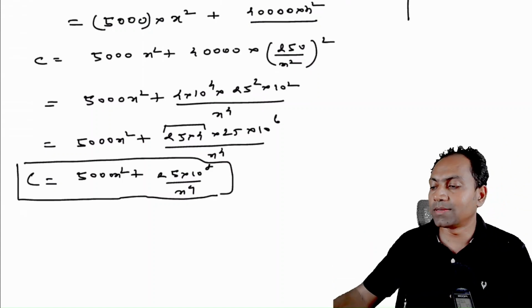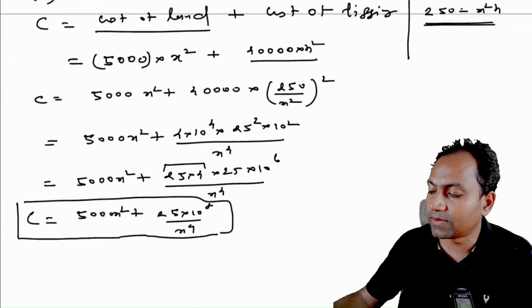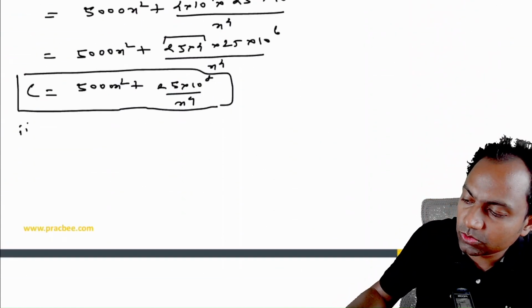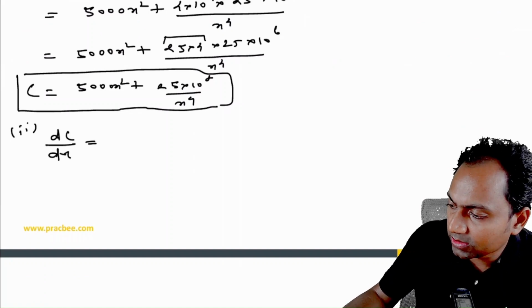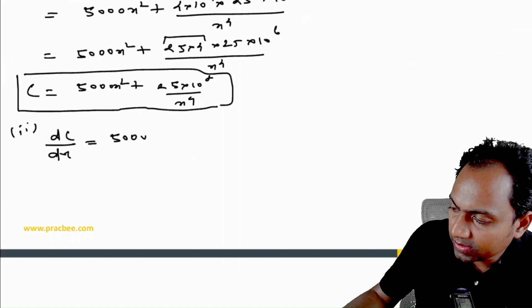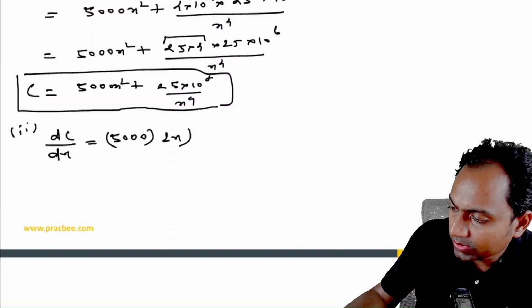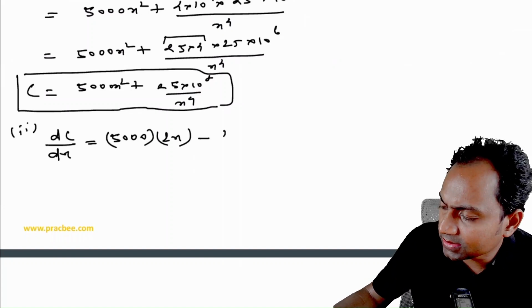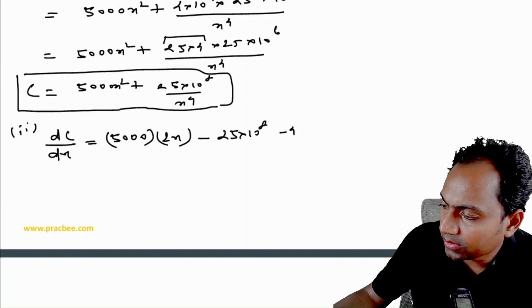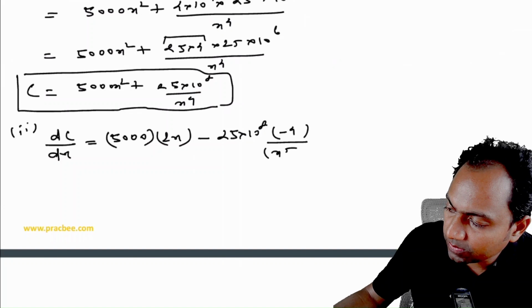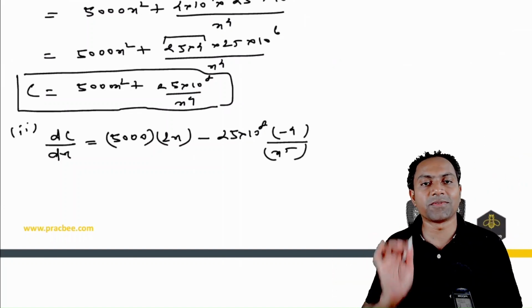Once you have got it, the next part of the question says find the value of dC by dx. So second part, let us do that. If I find dC by dx, it comes out to be nothing but 500 into 2x minus 25 into 10 raised to the power 8 into minus 4 by x raised to the power 5. So this is the basic derivative that we have figured out.